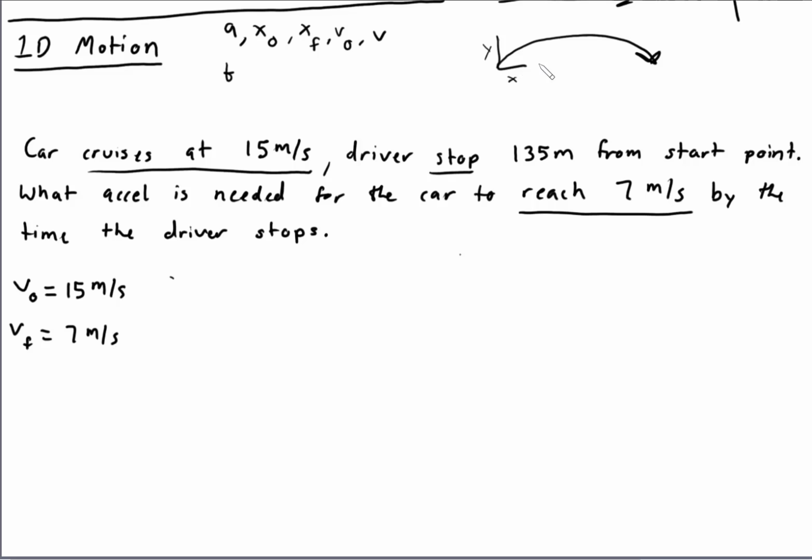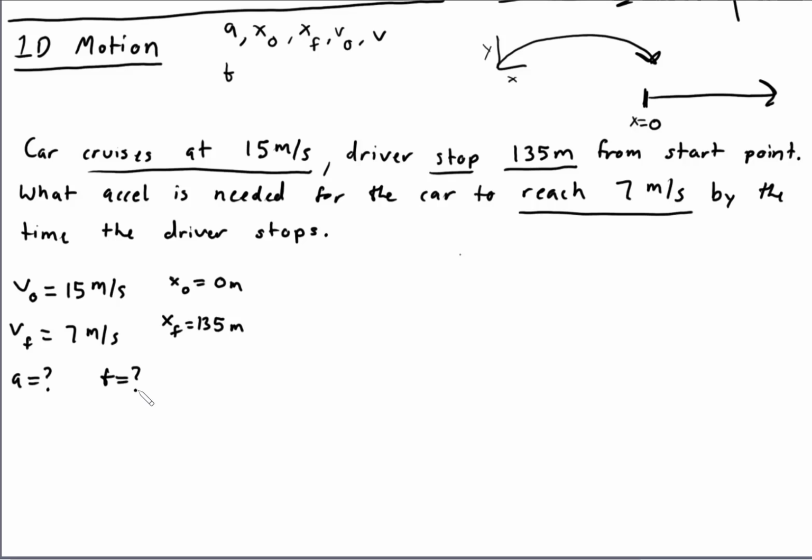So if you take a look, if we just draw a straight line here representing the car's motion, we don't know the exact location of this point. But we can just assume that at this point, x is equal to 0, because that is where he starts for us. So we know that our initial x position is going to be 0, and our final x is going to be 135 because he's stopping 135 meters from the start point. So 0 meters and 135 meters. What do we not know? We don't know acceleration because we want to find that out, and we don't know time.